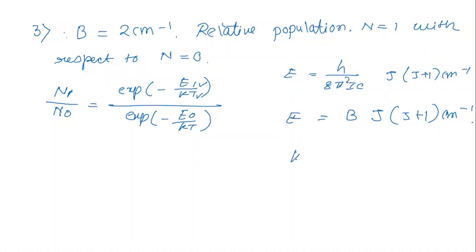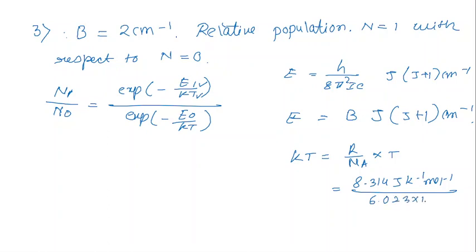What is the value of kT? What we get? R by Na into T. R unit is 8.314 joule Kelvin inverse mole inverse. This is the 6.023 into 10 to the power 23 mole inverse. Okay. Temperature they also provided, 300 Kelvin.